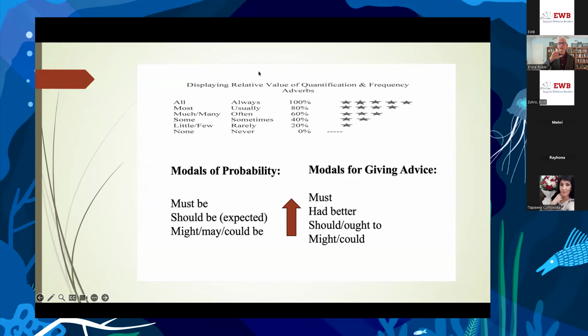I can give them 1 star, 2 stars, 3 stars, 4 stars, or 5 stars, just as I've done up here. Or you can also use an arrow to show how you start with the weaker, might, may, could be, then should be is stronger probability, must be is almost 100% probability. And the same now for giving advice.